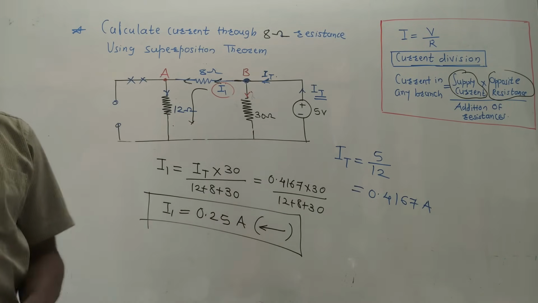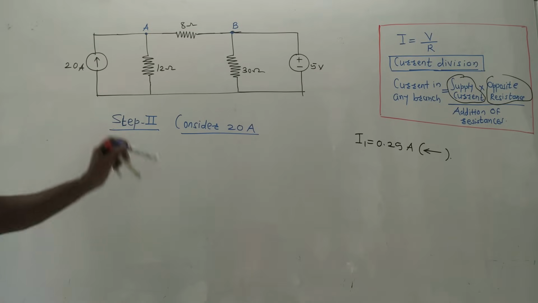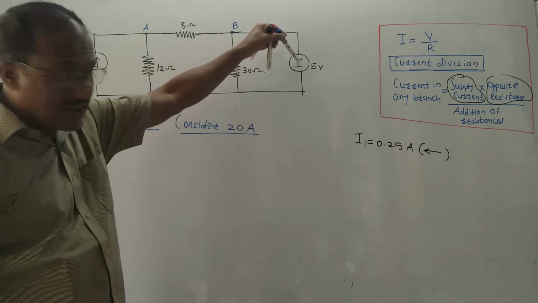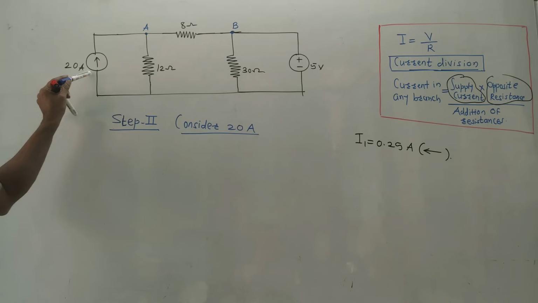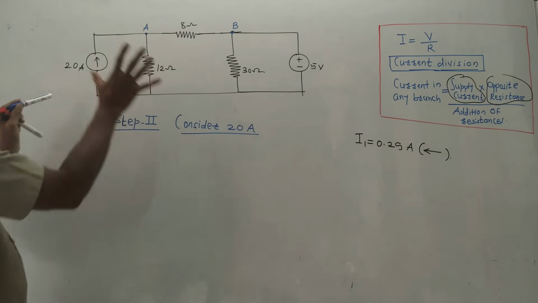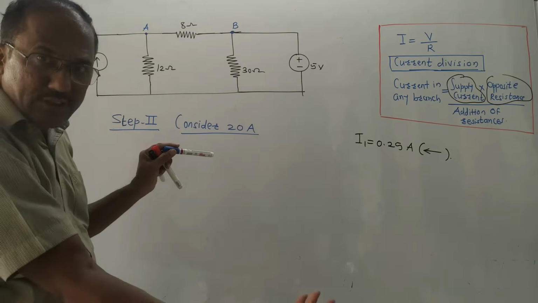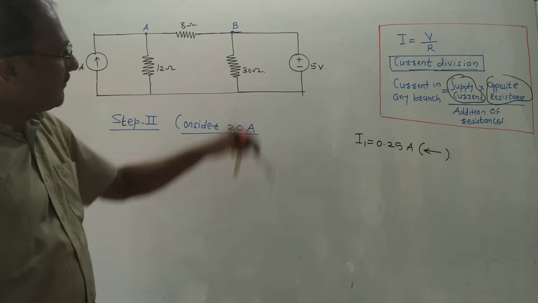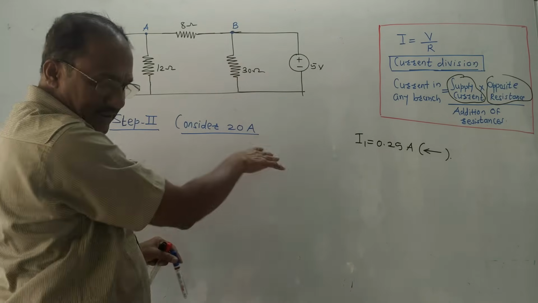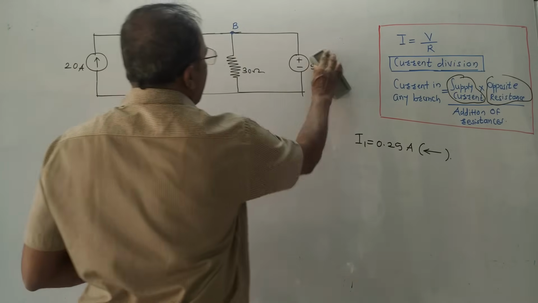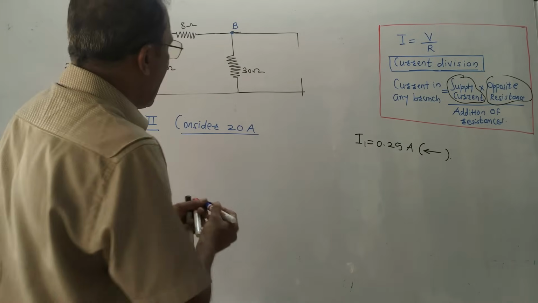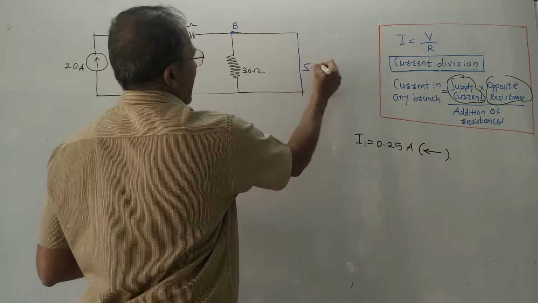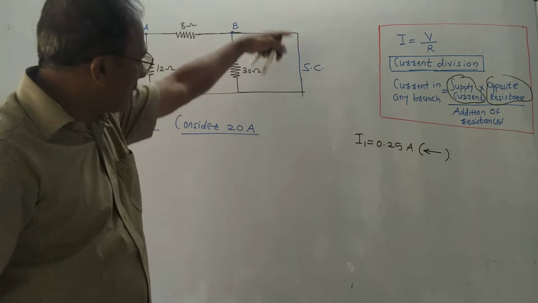Arrow is like this. The second step is we have to consider the second source, that is the 20 ampere source. Do remember, earlier we considered 5 volt. Now we are considering the 20 ampere source. This is the current source. Apart from this current source, what is the remaining source in the circuit? It is 5 volt. It is a voltage source. What we learned: if the remaining source is a voltage source, short circuit that branch. That means simply I will have to remove this 5 volt and draw one branch, one wire over here. This is denoted by SC, short circuit branch.